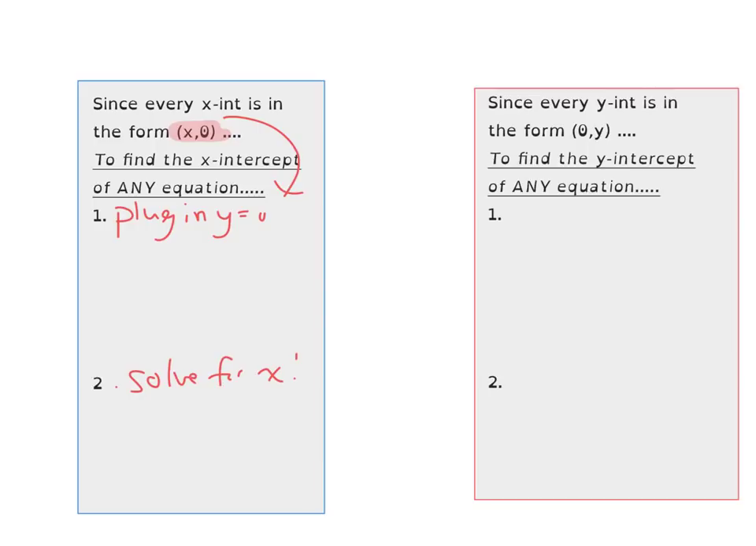Same thing if we're going to find the y-intercept. We know that the y-intercept always has an x value of 0. So the easiest way to find the y-intercept would be plug in x equals 0 and then solve for y.